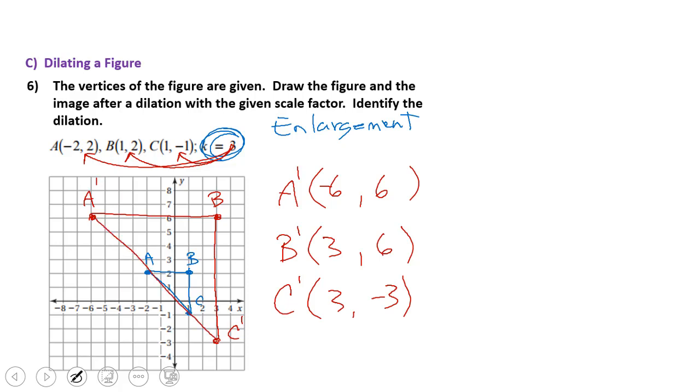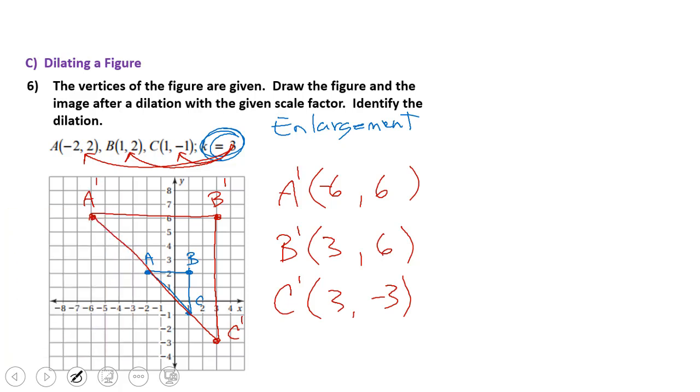Bingo. Now, ladies and gentlemen, let's double check a couple things. Is our image larger than our original? Absolutely. Our original was ABC, and our, oops, I didn't put a prime on B. And our image is larger than that. So scale factor 3, it is actually 3 times larger.